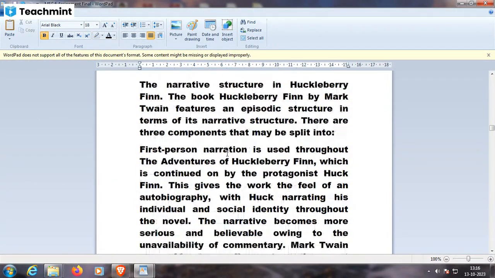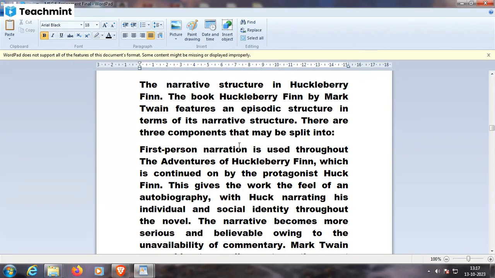The narrative structure in Huckleberry Finn, the book by Mark Twain, is episodic. There are three components it may be split into. First person narration is used throughout The Adventures of Huckleberry Finn, carried on by the protagonist Huck Finn. This gives the work the feel of an autobiography, with Huck narrating his individual and social identity throughout the novel.